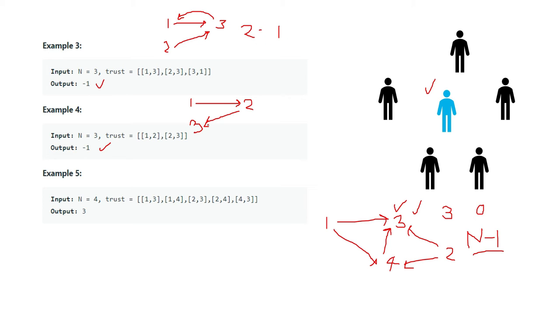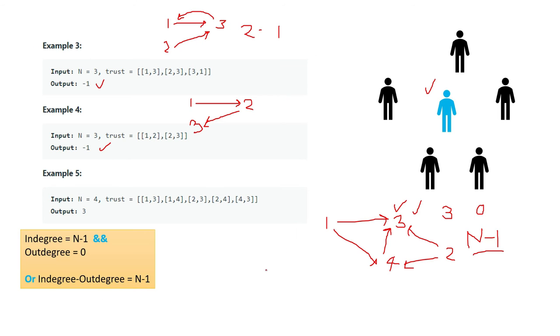Here, no one is satisfying this condition. But here if you check this 3, they have an in degree value of 3 and the out degree value is 0. So the condition we will check is in degree will be n minus 1 and out degree will be 0. Or else what we can check is in degree minus out degree will be n minus 1. Same thing, right? Now we'll see the encoding, how we can do this.